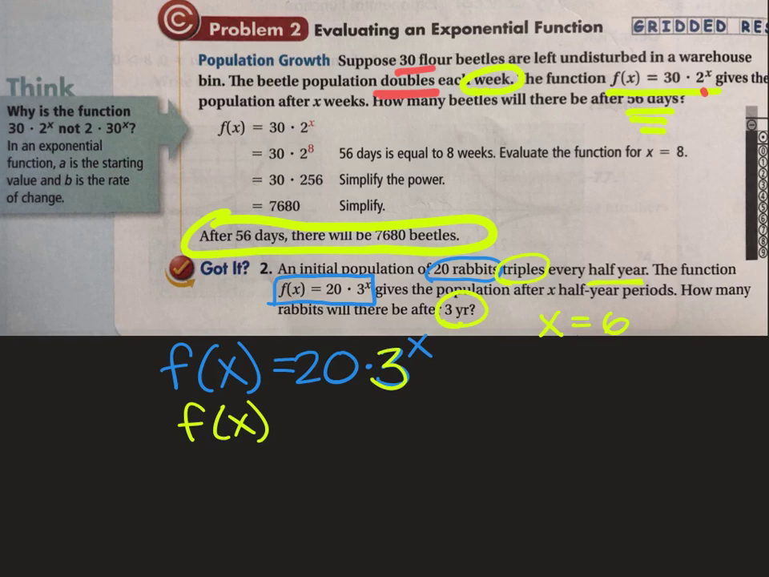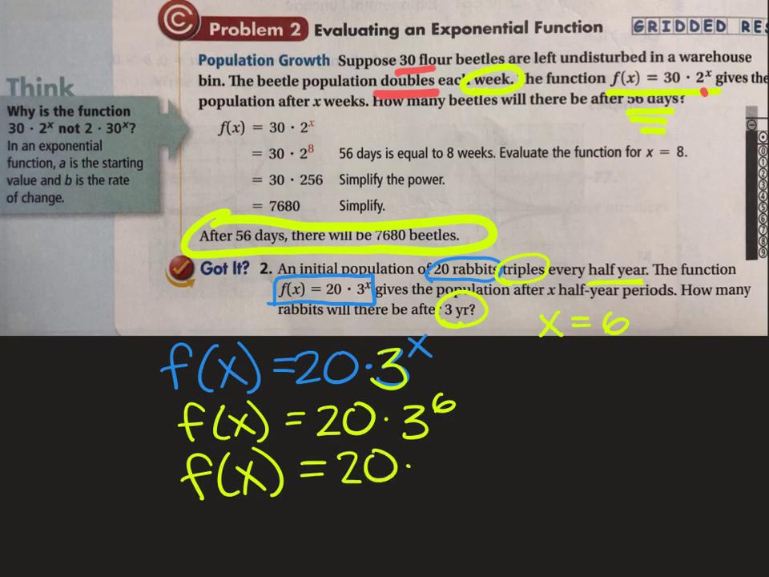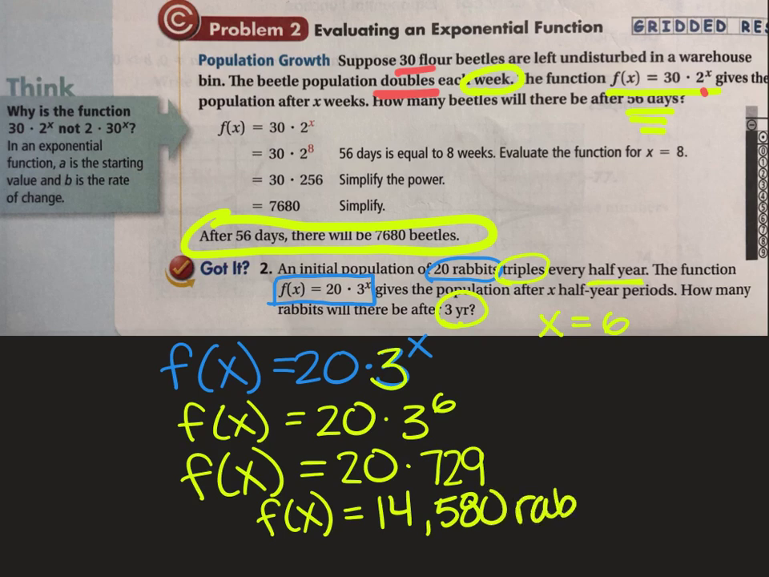So for a function, 3 to the 6 is 729. So we get grand total of 14,580 rabbits after 3 years. All right, let's have fun.